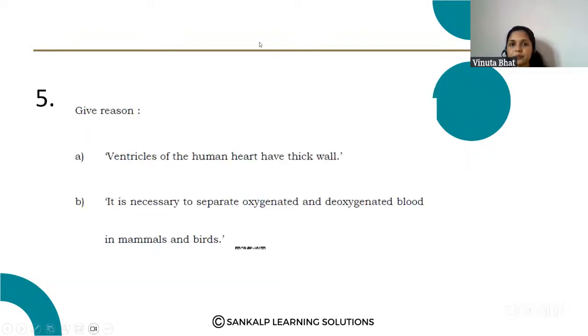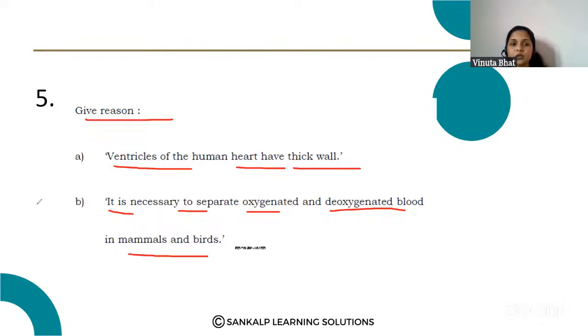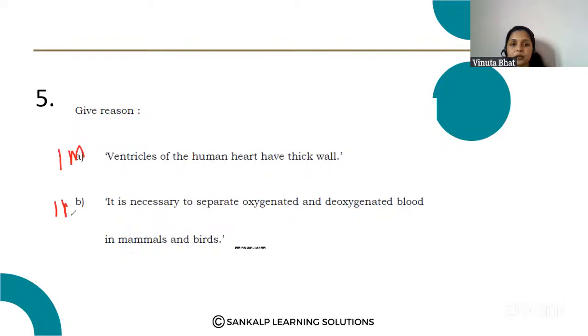Next question. Give reason. Ventricles of human heart have thick walls. It is necessary to separate oxygenated and deoxygenated blood in mammals and birds. So please note down the questions here. This is a 1 mark question and this is also a 1 mark question. You have to write the correct reason for these questions.